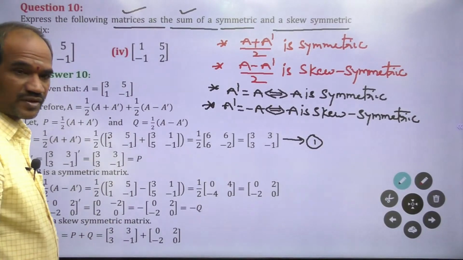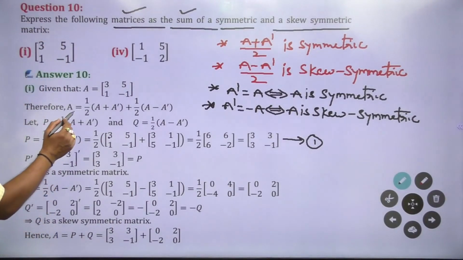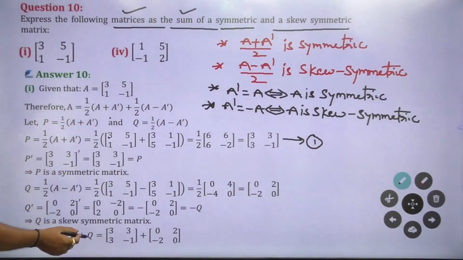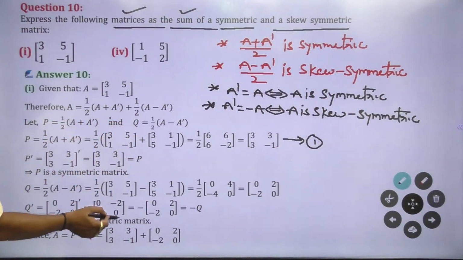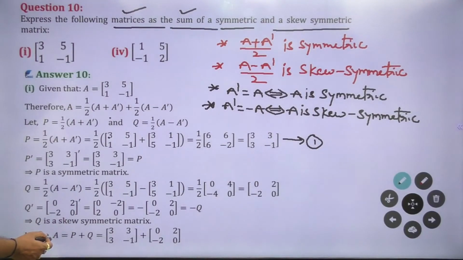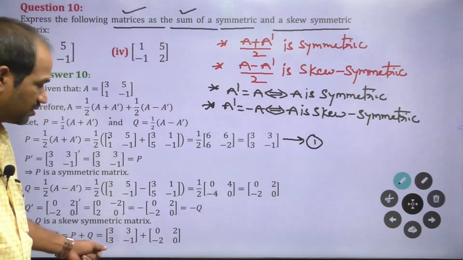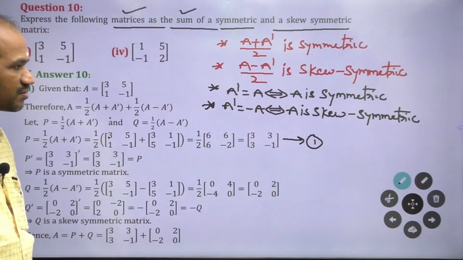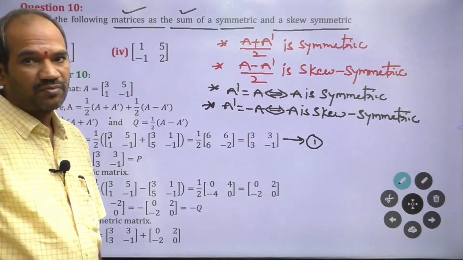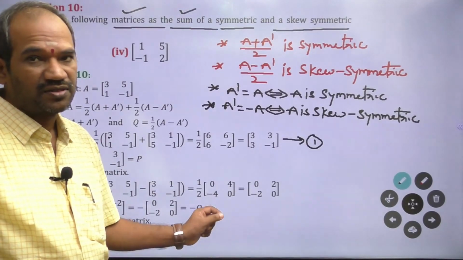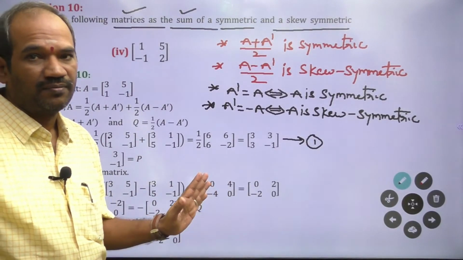Therefore A is equal to P plus Q. A matrix A can be written as the sum of a symmetric and a skew symmetric matrix. P is symmetric, Q is skew symmetric. This is a 3 marks question. Practice it 3-4 times, step by step. It is an easy problem.